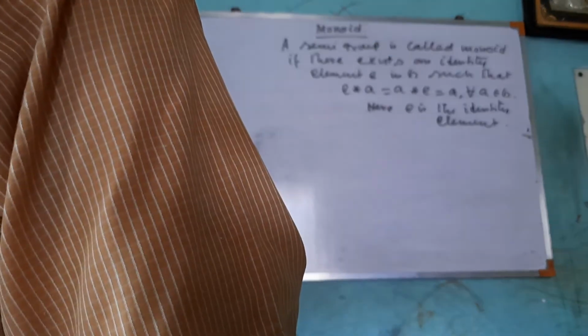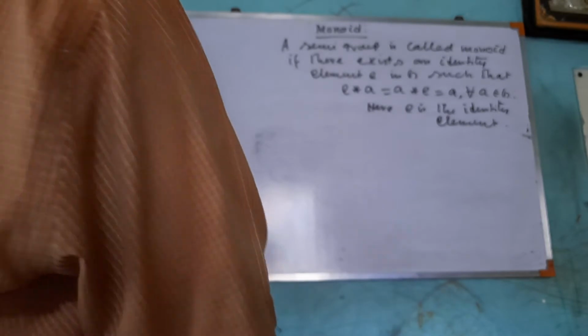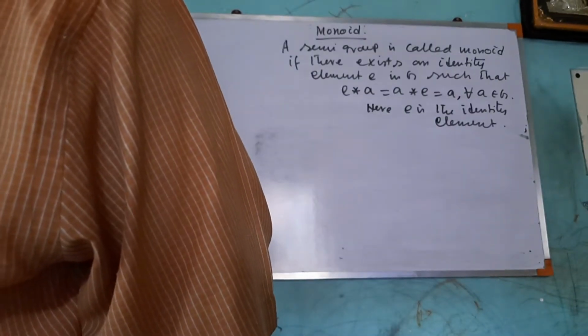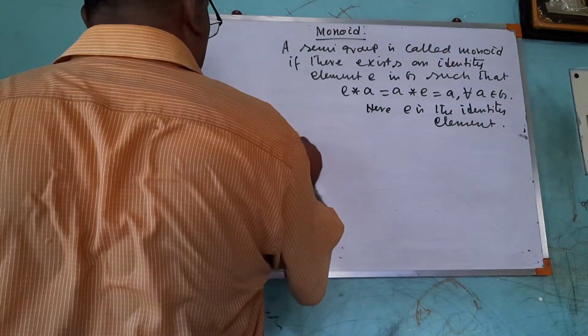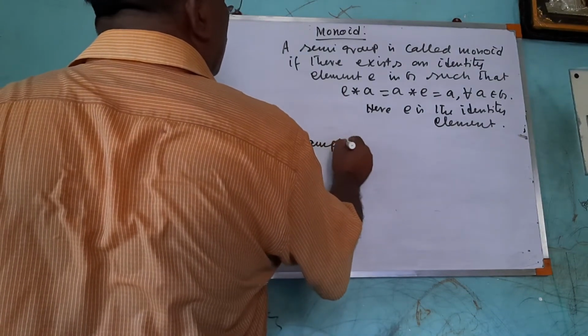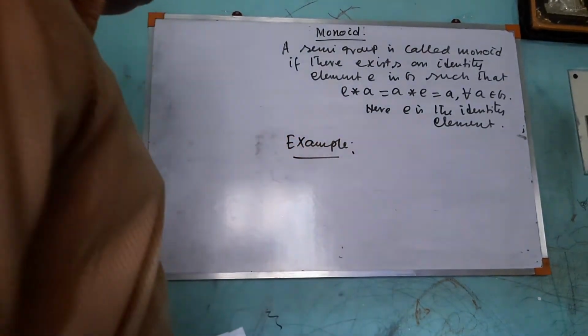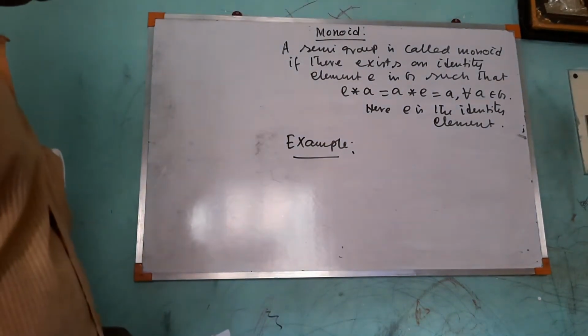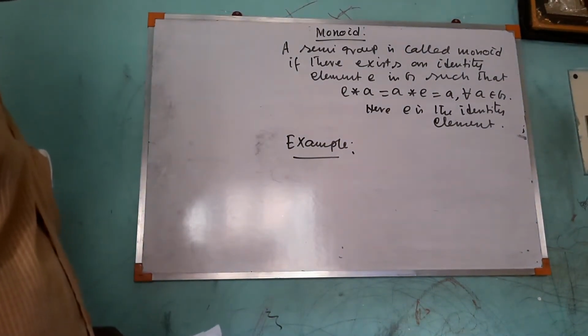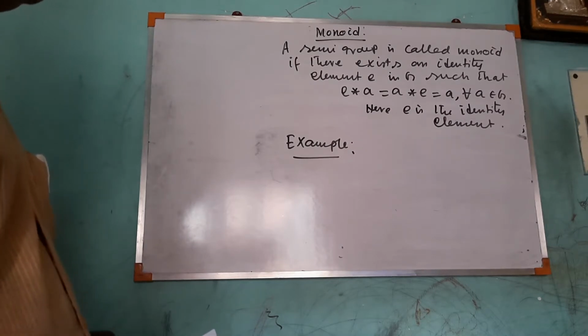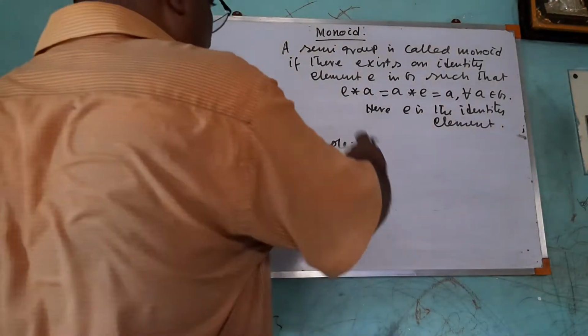Here E is the identity element, for example. Try to understand monoid. A semi-group is called a monoid if there exists an identity element E in G such that E composition A equals A composition E equals A. So now, what is E actually?